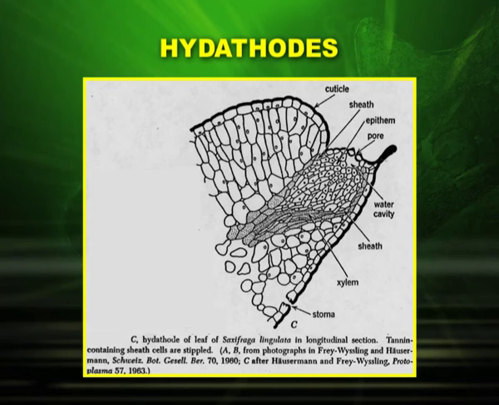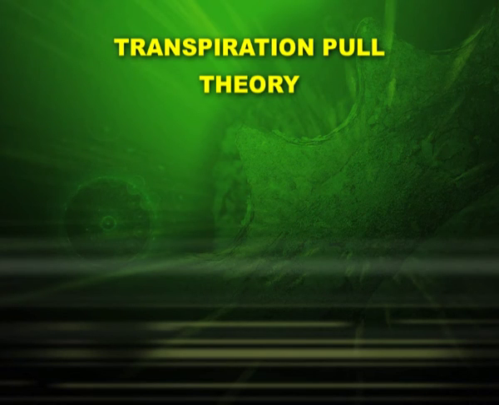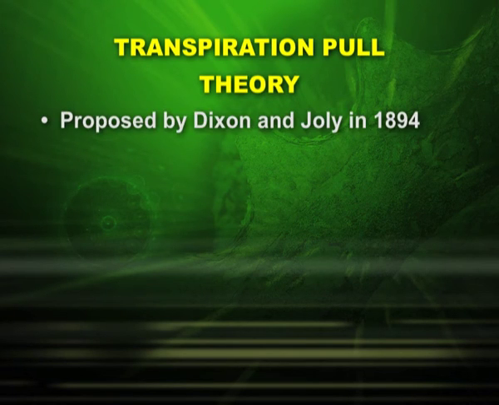Look into the picture, you can see the structure of hydathodes. The hydathode contains a cuticle covered with a sheath and an epithem which contains loose cells, and a water cavity inside that is continuous with the xylem, and at the upper part you can see the stoma. So the water exudes out of the hydathode early in the morning. Now let us study the other theory, and that is the transpiration pull theory. It was proposed by Dixon and Joly in 1894.